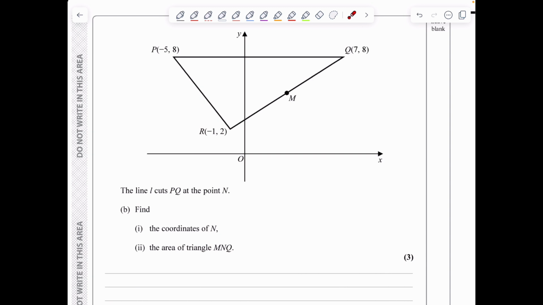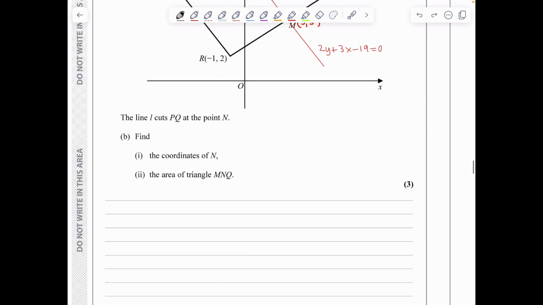Well, let's start by reminding ourselves that we have found the coordinates of M to be (3, 5), and we've got the straight line L with equation 2y + 3x - 19 = 0, parallel to PR, passing through M, and the point of intersection of this line with PQ is the point N. So since N lies on PQ, its y coordinate must be 8. This will help me determine the exact coordinates of point N.